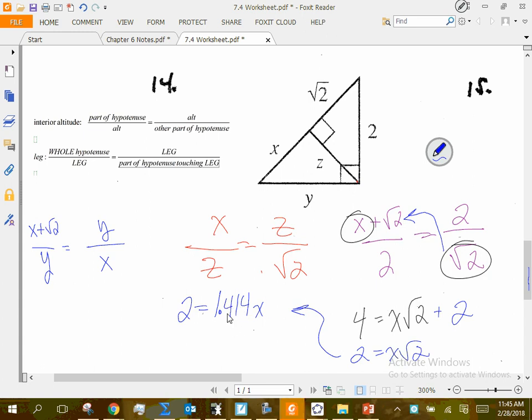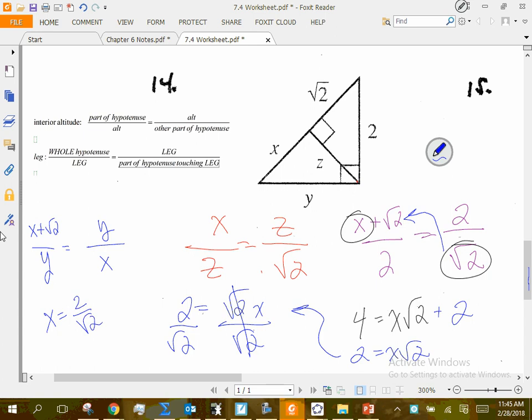What would you do to solve for x here? Divide by that. You would divide by that number, right? But that number is that. Okay? So let's divide both sides by that. Does that make sense, everybody? Yeah. So right now we got x to be equal to 2 over radical 2.